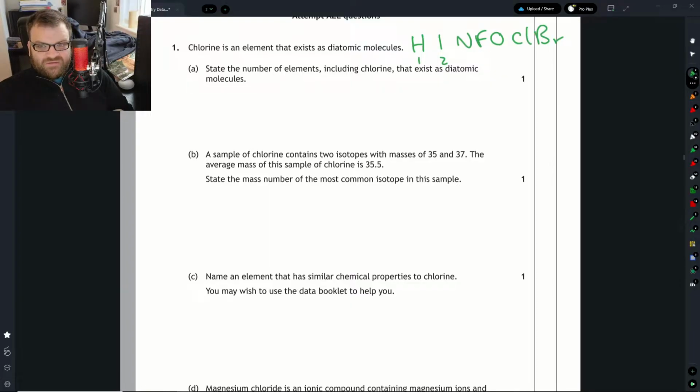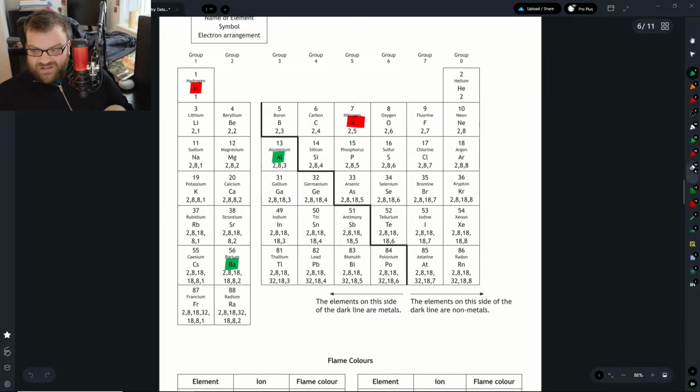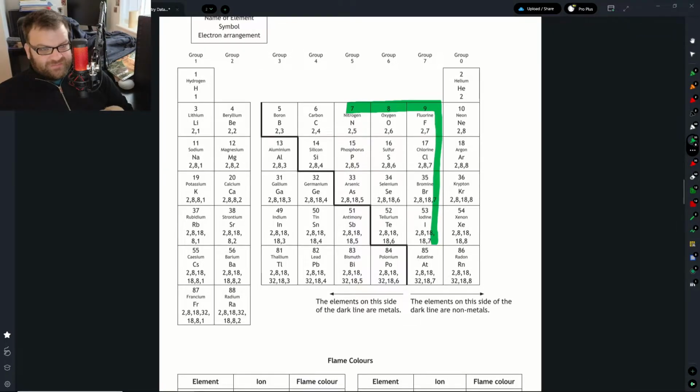We've got 1, 2, 3, 4, 5, 6, and 7. Another way people remember it would be going in a 7 shape from 7. 7's quite helpful. So nitrogen, oxygen, fluorine, chlorine, bromine, iodine, but also hydrogen, and there are 7 elements there.